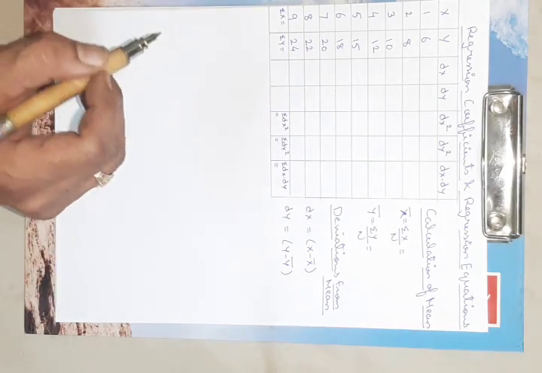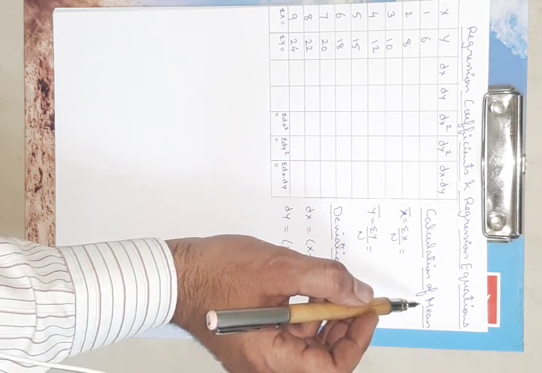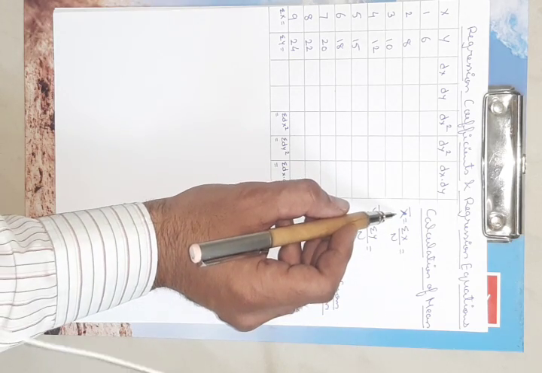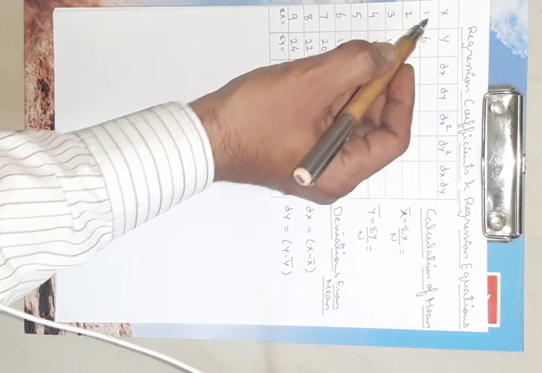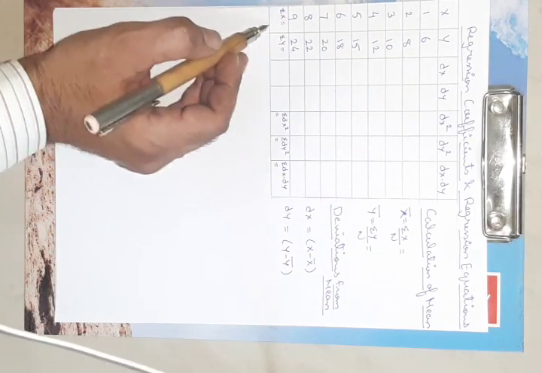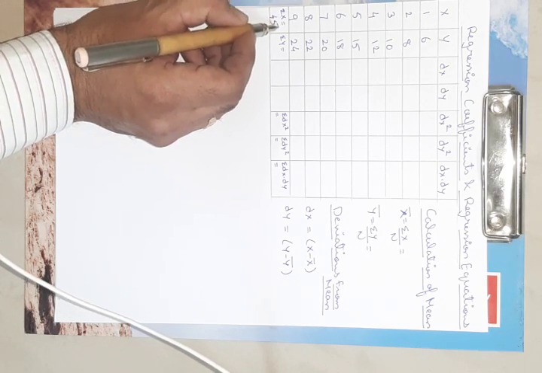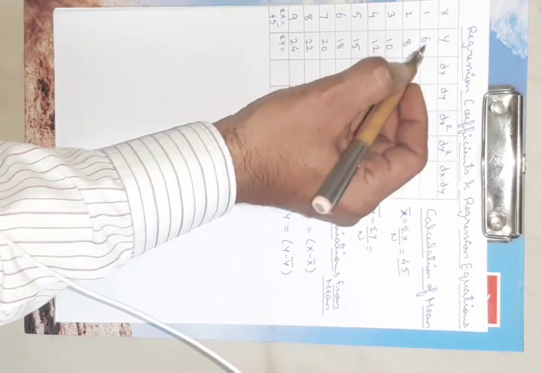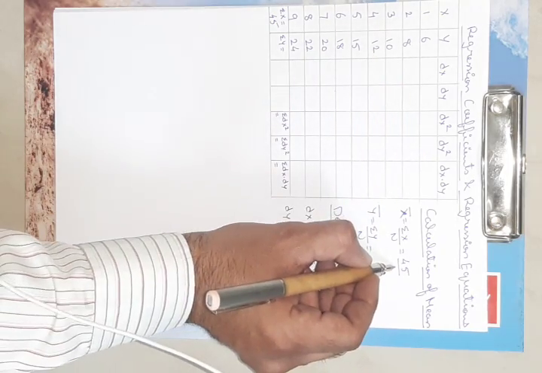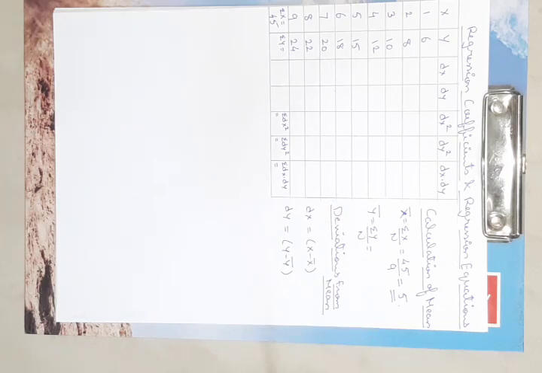Now for calculating regression coefficients, the first thing is we need to calculate the arithmetic mean. The formula is x bar is equal to summation of x divided by n. The total of this series x is 45, divided by n. N is the total number of observations, which here is 9. So 45 by 9, that means the mean of x, x bar, is 5.